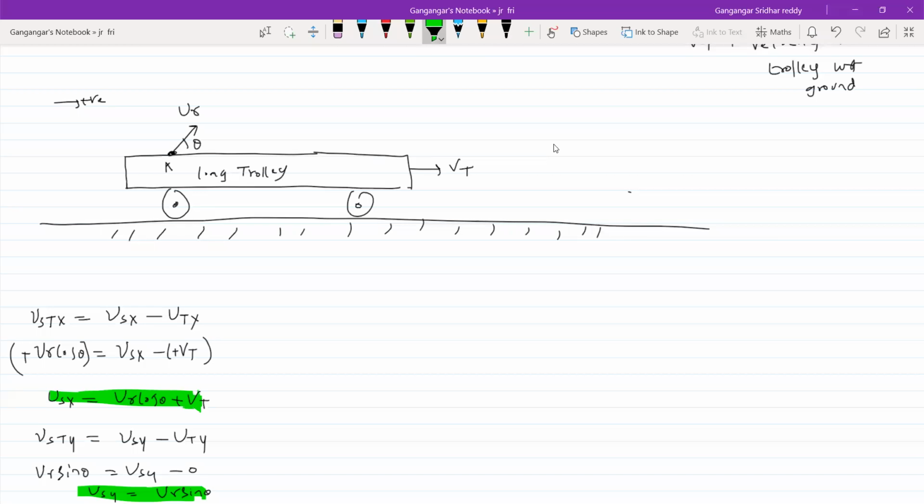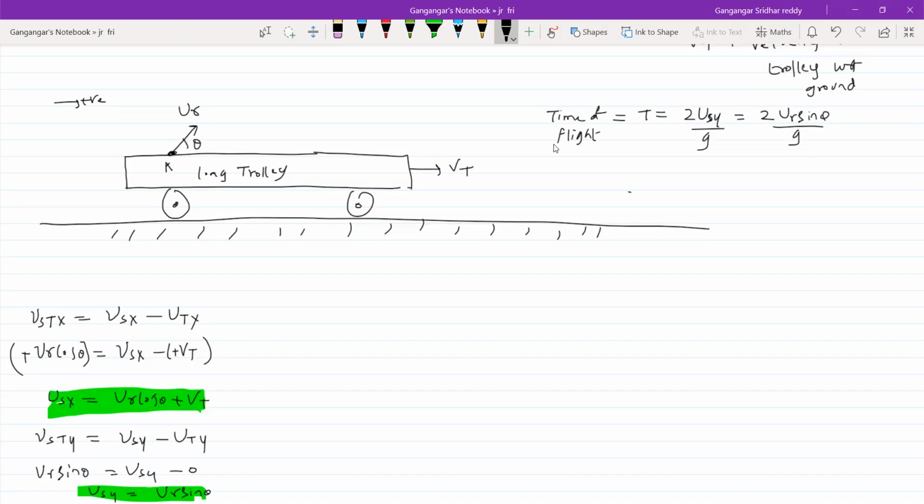Now we'll determine time of flight. The vertical component will determine time of flight. I'll write down the calculation. The time of flight is equal to 2 USY by g. Do you agree with this? What is USY? UR sine theta. Time of flight is very important in every problem. Once you get time of flight, we can find out all other things.